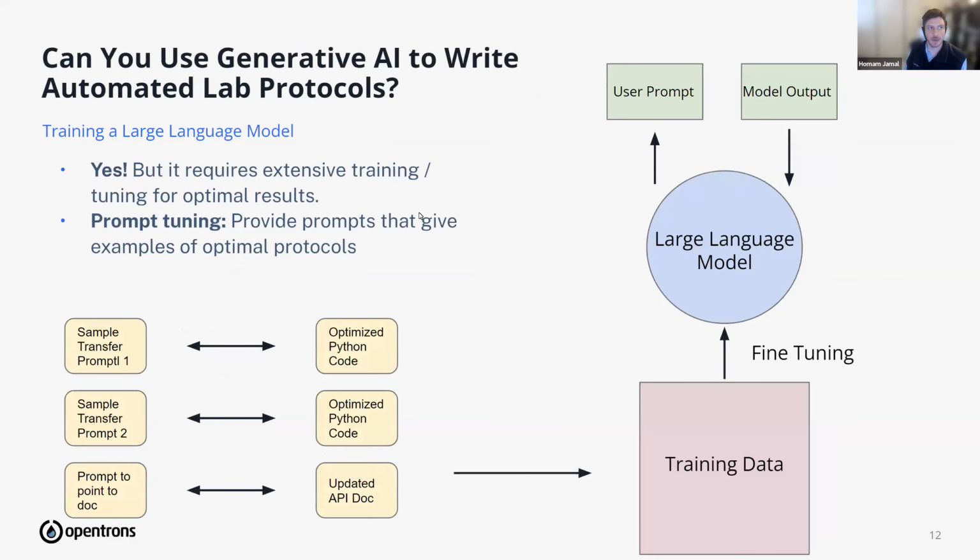So can you use generative AI to write automated lab protocols? Well, Carnegie Mellon did, so the answer is absolutely yes, but it requires extensive training and fine-tuning for optimal results. The way that we want to do it is something called prompt tuning. We provide prompts that give examples of optimal protocols or results, so we have sample transfer prompt 1, sample transfer prompt 2. With those optimized codes, we also point it to updated API documentation. We put it in the training data and we slap it on top of the large language model like ChatGPT. This will make the large language model act with more accuracy, I would say.